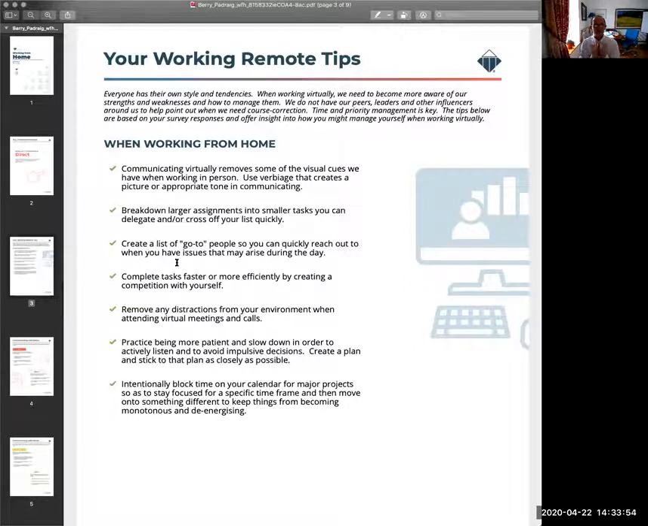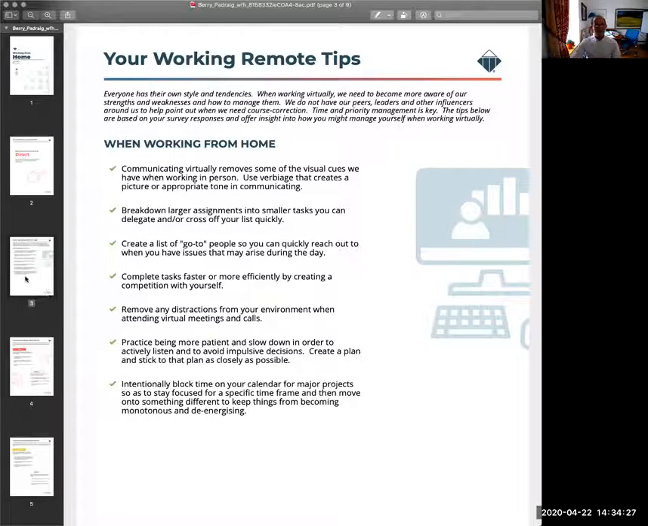So it tells me that when I'm communicating virtually, because I don't have visual cues, I need to use verbiage that creates a picture, because I'm very, as you can see, with my hands, I'm very, what's the word I'm looking for? Physical, and I use a lot of gestures and a lot of physical cues in my communications. I need to break down larger assignments into smaller tasks so I can delegate or cross them off my list quickly. Because I get frustrated when I don't have to-dos, I'm not ticking off lists, I'm not feeling I'm progressing, and so on.